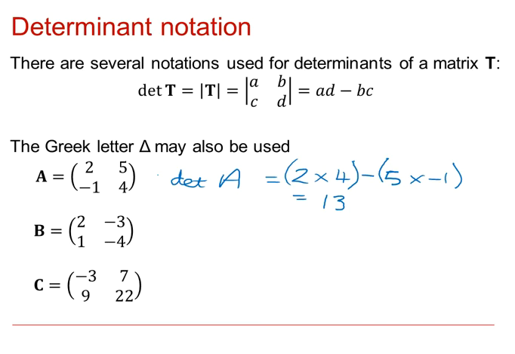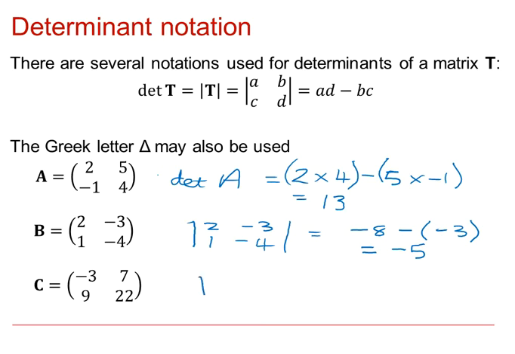For B, let's use the notation with vertical bars: 2, minus 3, 1, minus 4. For the determinant, we would have minus 8 minus 3. Although I haven't written it out as 2 times minus 4 and then minus 3 times 1, I'm still being really careful with the signs. And that would give me an answer of minus 5. So in this case, the determinant is negative.